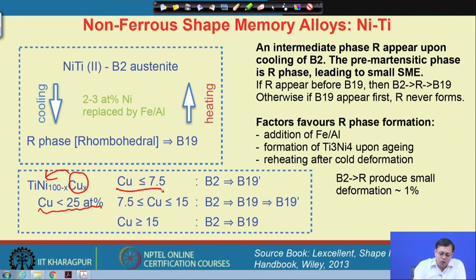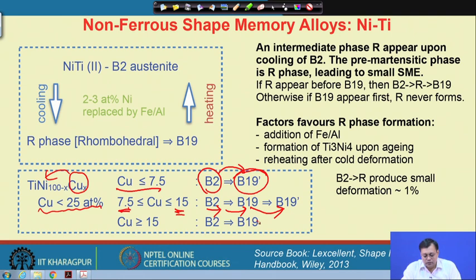So, at a very low copper content, let us say in the range of 7.5 atomic percent of copper, this B2 will transform directly to B19 dash. Here this is an ordered martensite structure. However, in the range of 7.5 to 15, it has been observed that B2 first transforms to B19 and then B19 will undergo an ordering, that is B19 dash. Whereas, in case of a higher copper content, we may get a direct B2 to B19 type of structure.